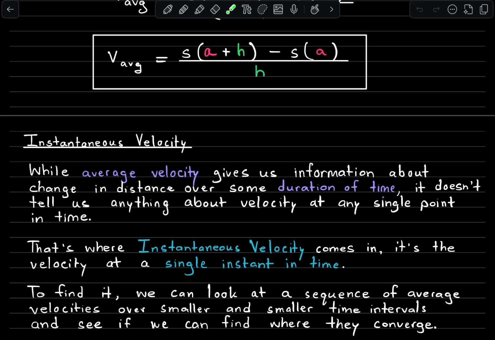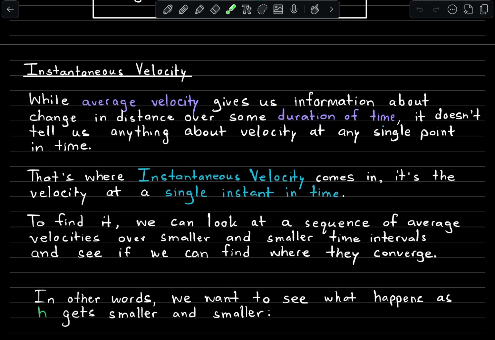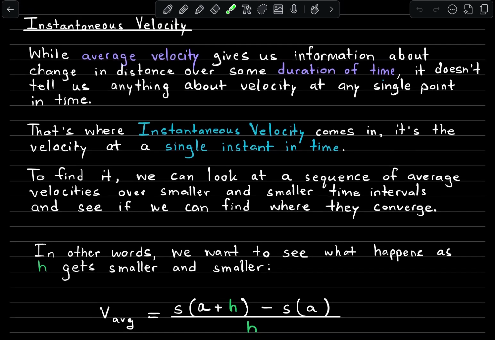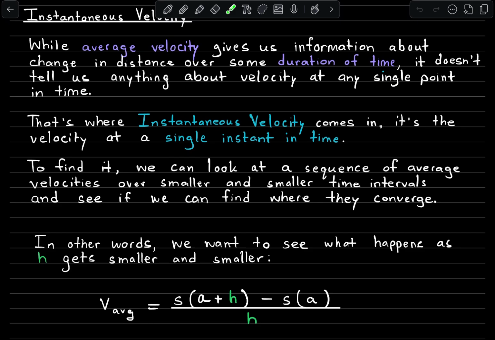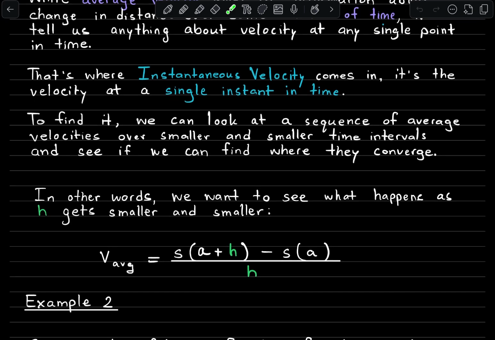To find it, we can start off, at least, by looking at a sequence of average velocities over smaller and smaller time intervals, and we can see where they converge. What value does it seem to be approaching as h gets smaller, so that we're denoting that time interval now by h? In other words, we want to see what happens as h gets smaller and smaller. Let's look at an example and see how this works.